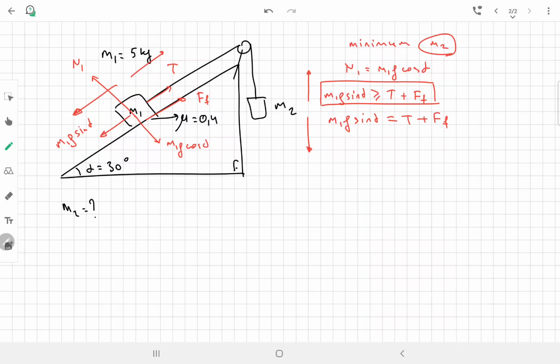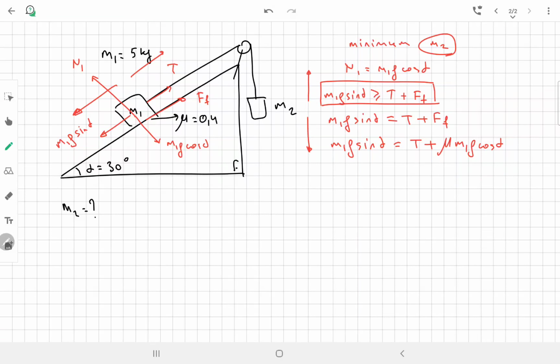What about friction force? We assume that friction force reached its maximum value, because it will move. Just small hint, small touch, it will move downward. So it means we will assume that it reached its maximum value. As you know, mu times normal force, and normal force equal to m1g cosine alpha.